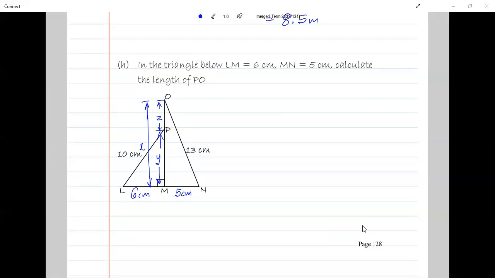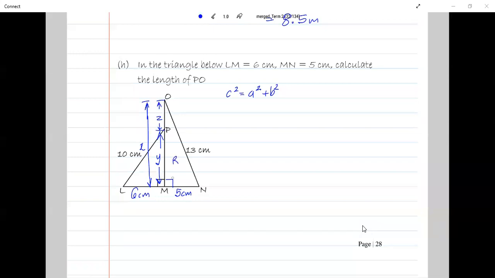Now, X is the length MO. Now, MO is a part of the right angle triangle to the right. Now, if I know two sides of a right angle triangle and I wish to find the length of the third side, I must use Pythagoras Theorem, which says C squared is equal to A squared plus B squared. Now, in the Pythagoras Theorem formula, C is the hypotenuse and A and B are the other two sides.